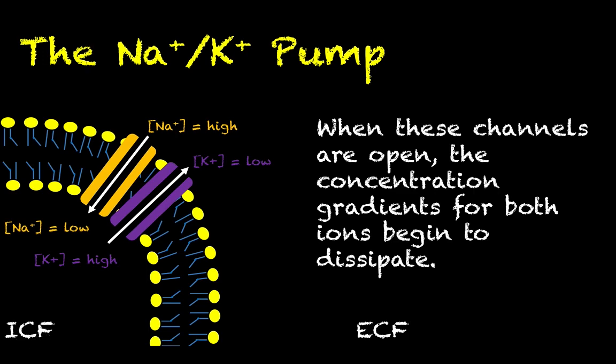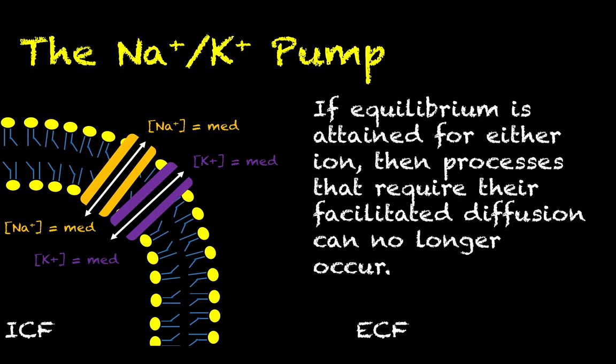So if we reach equilibrium for both of these ions, in which case the concentration in the intracellular and extracellular fluids would be equal, then we no longer have concentration gradients and we can no longer get facilitated diffusion to occur. And if that's the case, then those same cellular processes I mentioned before that depend on this facilitated diffusion can no longer occur. It would be like having a dam that has no water behind it.